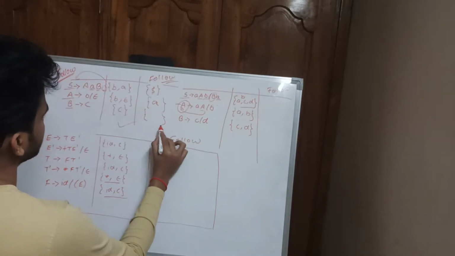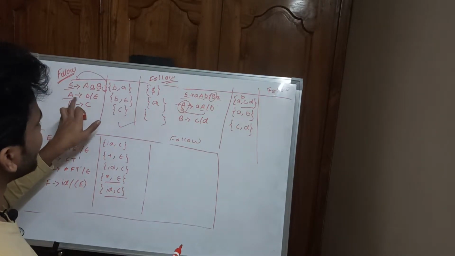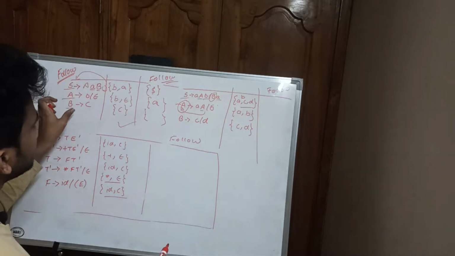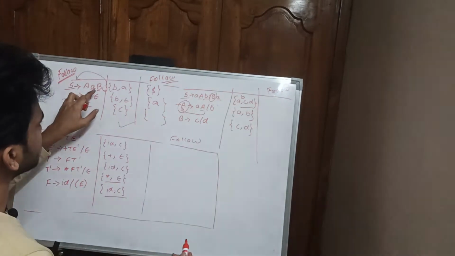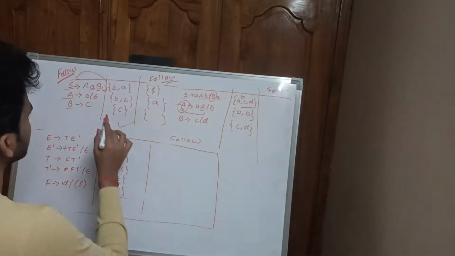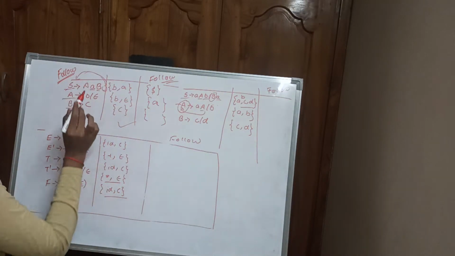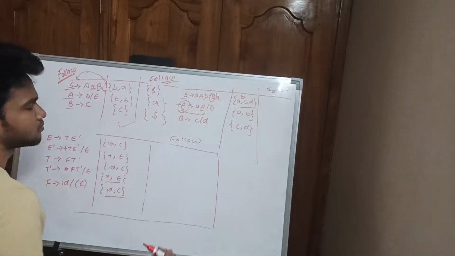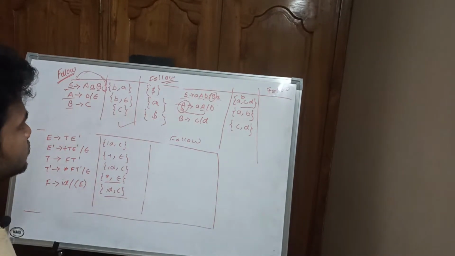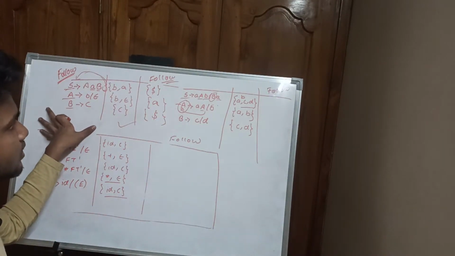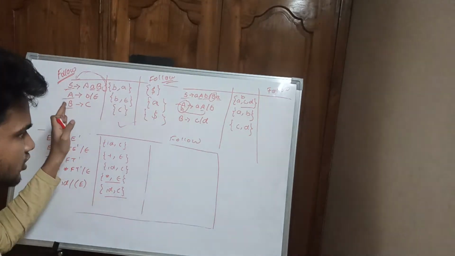And coming to this one, follow of B. Check the presence of B in the RHS. After B there is nothing, which is equivalent to follow of S, right? So this is the follow calculation for these production rules.